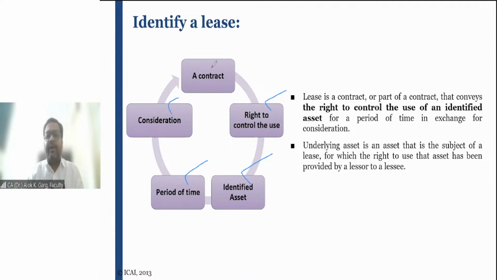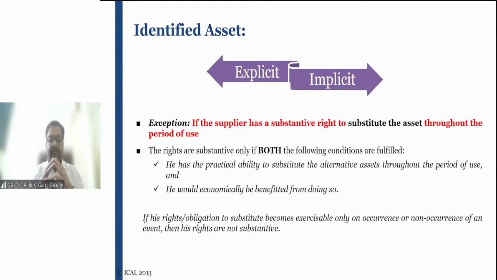While talking about identified asset, we have understood that identified assets are those where, number one, the underlying asset is either explicitly or implicitly mentioned in the contract or agreement. Number two, the lessor or supplier does not have a substantive substitution right. What is meant by substantive substitution right? It means the right to replace the asset for the benefit of the lessor.